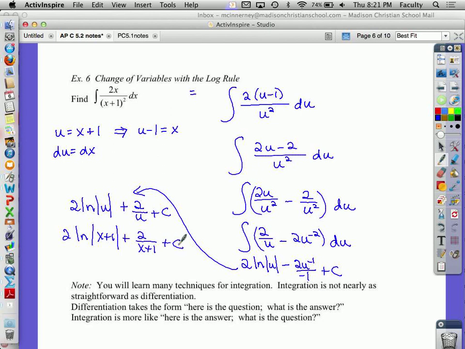Okay, that one's a little bit more difficult, but let's go back through it one more time. If you substitute u is x plus 1, that's where u squared came from, and then I solved this one for x and plugged it in. Then I distributed and then broke it apart, and then I just integrated each, okay?